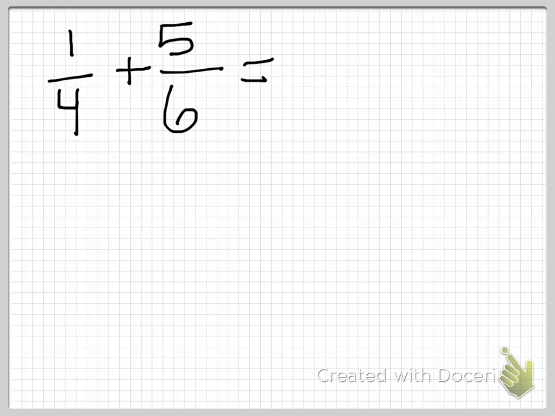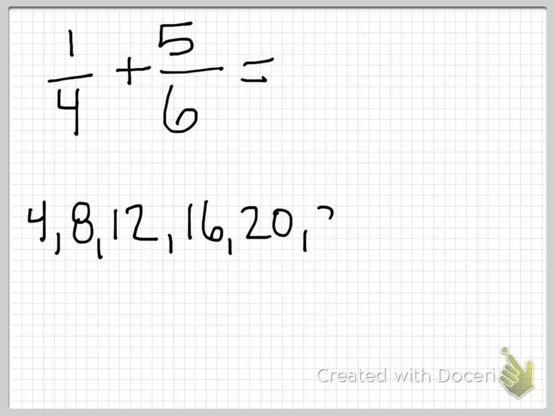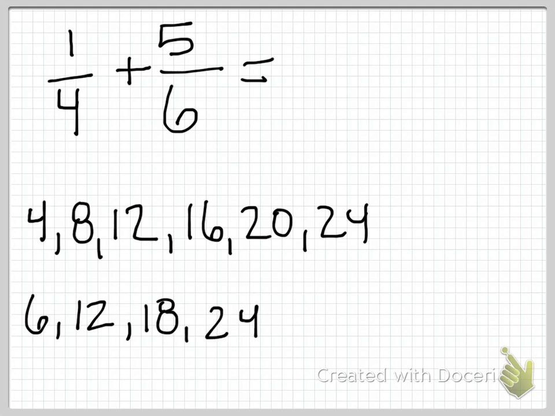To save us a few steps at the end, though, I'm going to think, what number can 4 and 6 both go into? The lowest denominator. So to find that, let's list our multiples of each denominator. 4, 8, 12, 16, 20, 24. These are the multiples of 4. The multiples of 6 are 6, 12, 18, and 24.